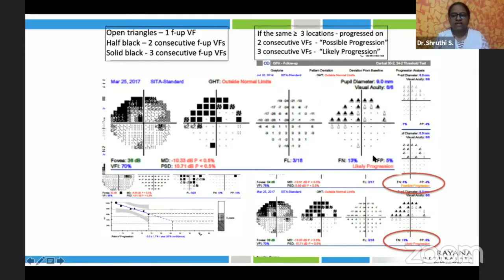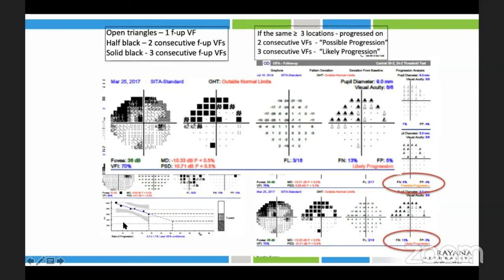There are full filled triangles showing the likely progression. This is the event-based analysis, and the VFI plot is how the visual field is progressing over time. This is called the trend analysis.